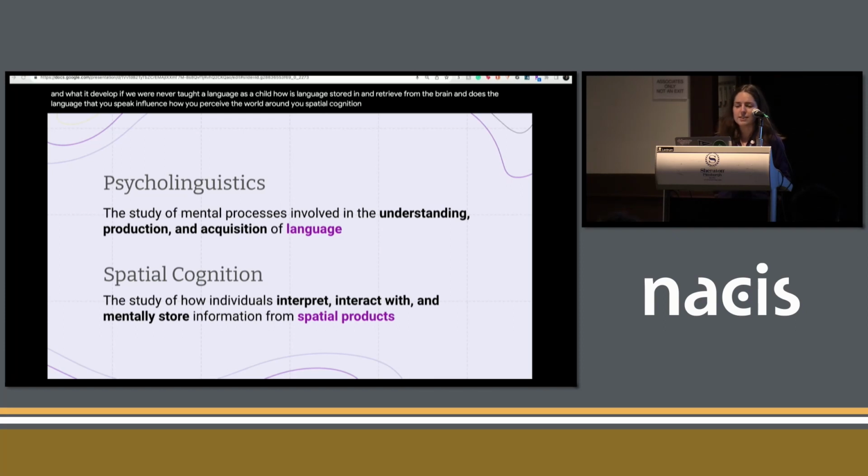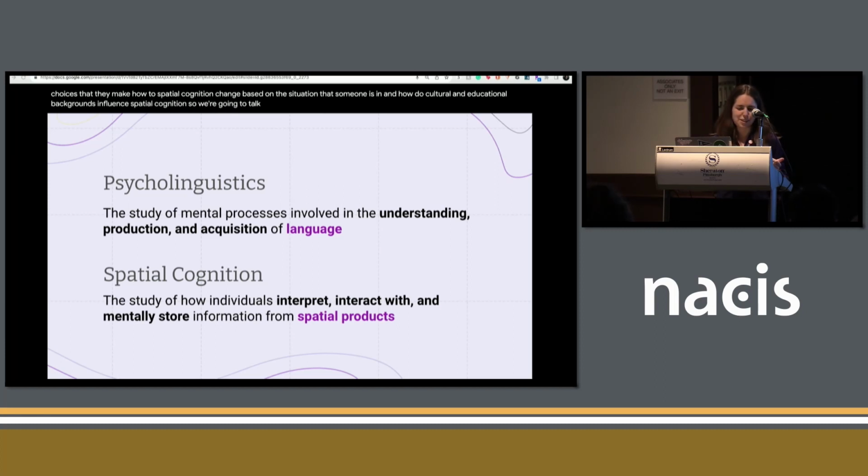Spatial cognition is the study of how individuals interpret, interact with, and mentally store information from spatial products such as maps. And it asks questions like, how accurately can someone read a map? Which parts of the map might be confusing to them or to everyone? What decisions will someone make based on a given map that they have, and what factors influence those choices? How does spatial cognition change based on the situation that someone is in? And how do cultural and educational backgrounds influence spatial cognition?